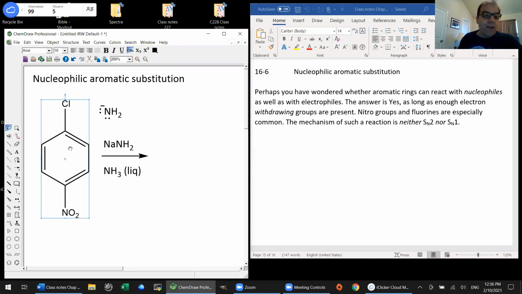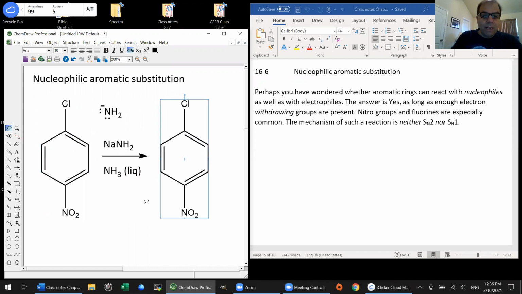And I would expect that out of this reaction, in pretty good yield, you would get the aniline derivative, the amino substituted benzene. And of course, there are inorganic side products as well. I guess you'd get some sodium chloride. But here, this has undergone a nucleophilic aromatic substitution.